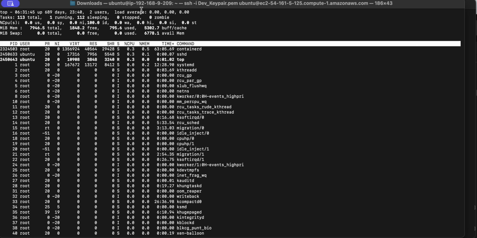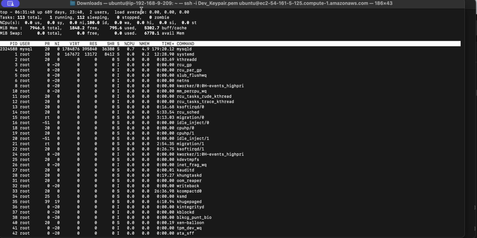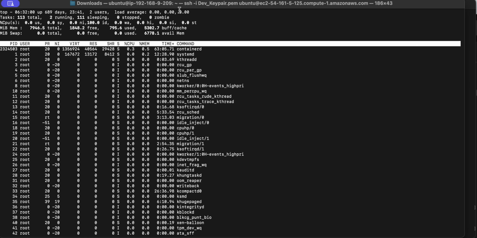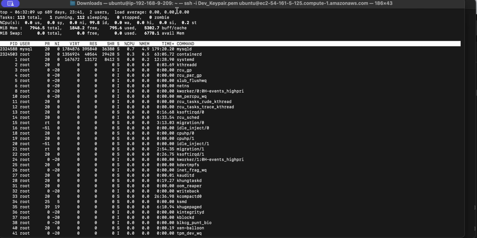What is the load average? Load means how many services are running here. This denotes 1 minute, this denotes 5 minutes, this denotes 15 minutes. So this is the average load over this machine for the last 1 minute, this one for the last 5 minutes, and this one for the last 15 minutes.